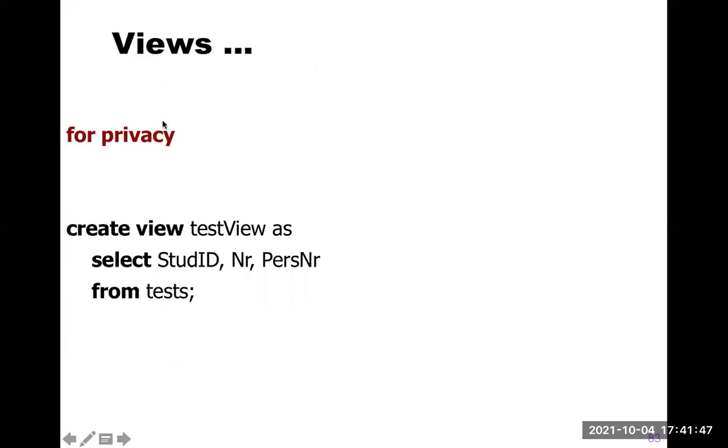In some cases, yes, views are for privacy. I create a view, test view. After the view is created, test view looks like any other table. I may select something from test view and so on. In some cases, I can even insert data there. Test view shows me student, lecturer, and professor, and no grades. I can see that the student was somehow tested by this professor for that lecture, but grades are private data. You don't have access to them.